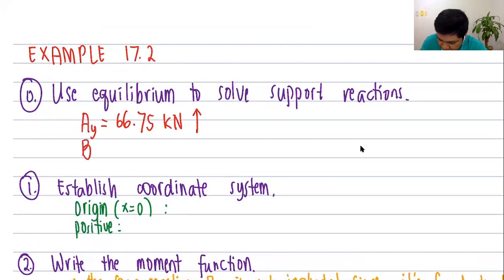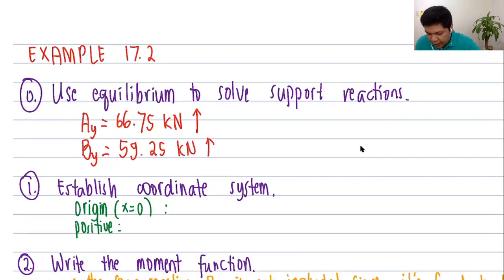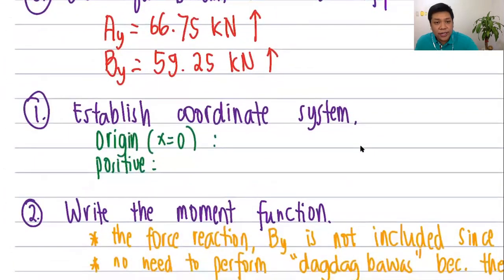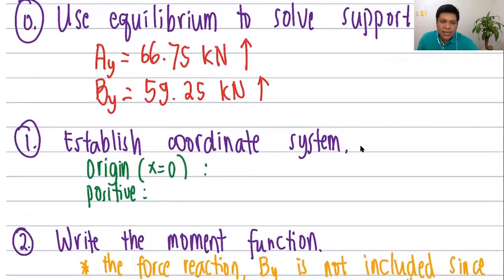And BY, the reaction at the roller or at the pin, is equal to 59.25 kilonewtons, also upward. Then we mentioned that we need to establish the coordinate system. It's already dictated in the problem. The origin where x equals 0 is actually at point A, and it's mentioned in the problem that our positive direction is to the right.